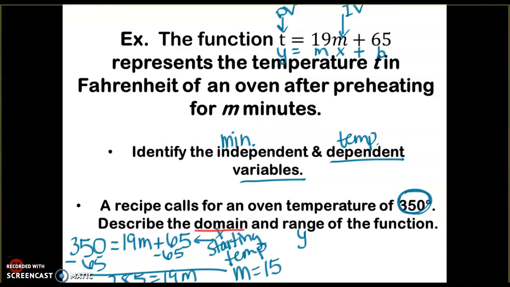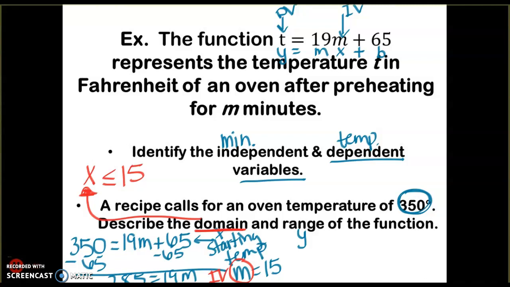So when we talk about the domain, we were solving for our M, which remember is our independent variable, or our X value. The maximum amount of minutes that it needs to go on for is 15. And we're talking about our X, so X can be less than or equal to 15.